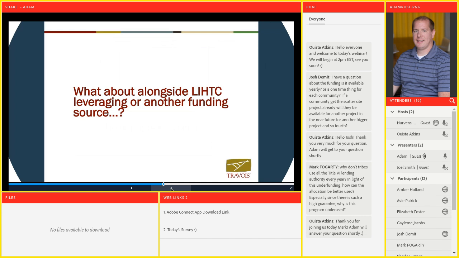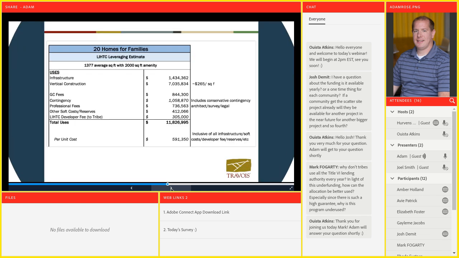So let's take this one step further and see, what about leveraging this alongside a larger housing tax credit project? In this particular instance, I assumed maybe it was a project for 20 homes for families, maybe $1.4 million of infrastructure required. There's been some due diligence with your architect and your engineer, and everyone's comfortable with the assumption that it's going to be right around $7 million to build the amenity plus these 20 homes at $265 a square foot. We assume that there would maybe be a third-party general contractor involved.